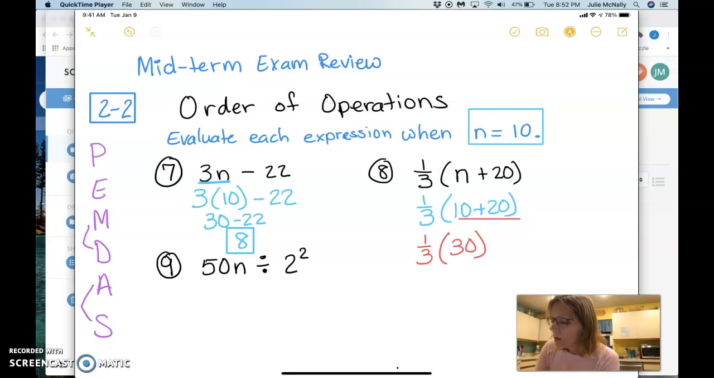So what I need to do is draw that imaginary 1 that's always sitting under every number, and then I can just multiply the top numbers together and multiply the bottom numbers together. So 1 times 30 is 30, and 3 times 1 is 3, and then I want to break that down. 30 divided by 3 is going to be 10.